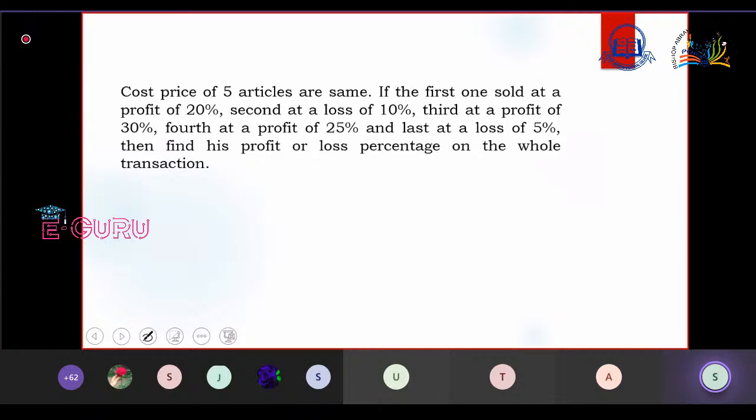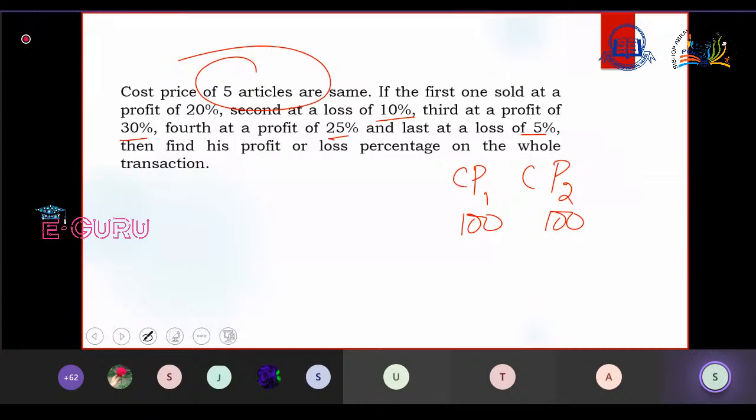Okay, we'll come to another type of question where the cost price of 5 articles is the same. If the first is sold at a profit of 20%, the second at a loss of 10%, the third at a profit of 30%, the fourth at a profit of 25%, and the last at a loss of 5%, then find his profit or loss percentage on the whole transaction. Here the cost price of 5 articles is the same. We will consider a small example. If the cost price of 2 articles is the same, CP1 and CP2, if CP1 is 100, then CP2 is also 100.